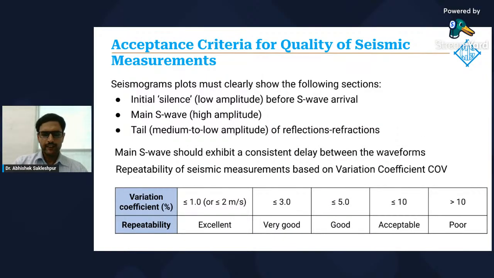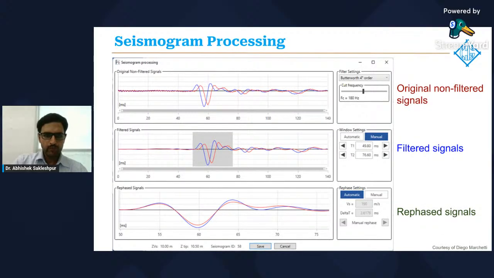Now, when we collect these measurements, we need to know whether the data is of good quality or not. So the way we can do that is first by looking at the plot of the seismogram, it must clearly show the following sections. So first, there should be an initial silence of low amplitude before the arrival of the S wave. What that means is before your main S wave is actually picked up by the geophone, you need to be able to see an initial silence in the seismogram.